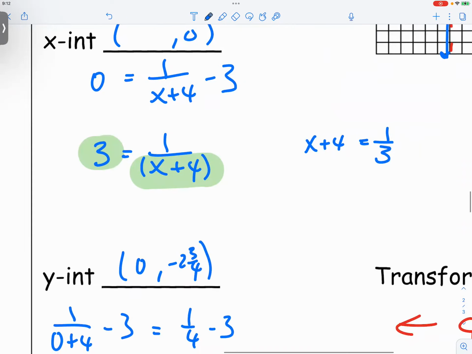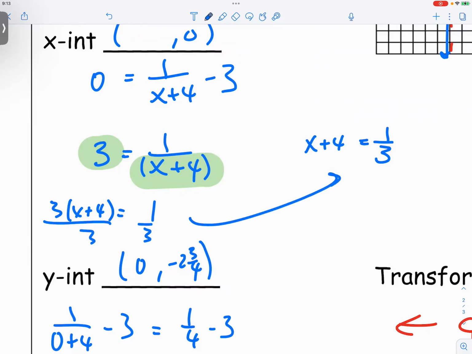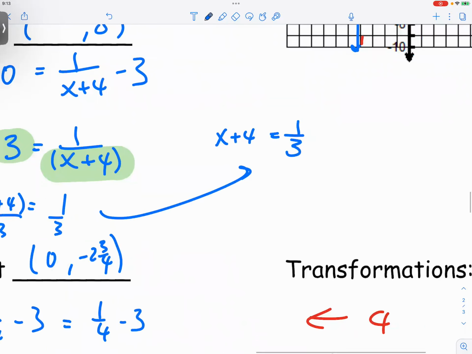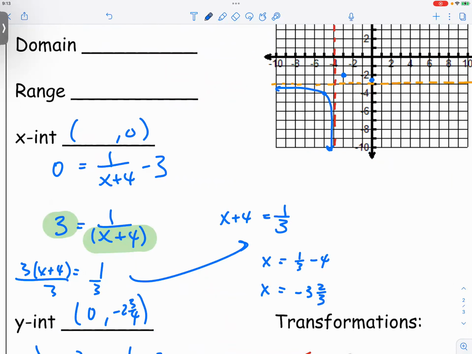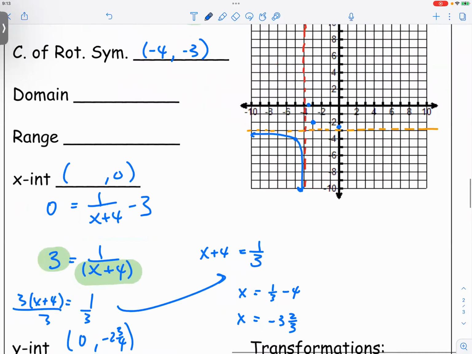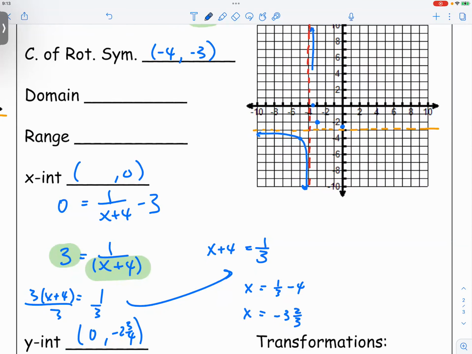Now, the reason why you can swap them is because if you multiply x plus 4 on both sides, you have 3 times (x plus 4) is equal to 1. Then you go ahead and divide it by 3. That's what happens. And then you would do x equals 1/3 minus 4. So x is equal to -3 2/3. So -3 2/3 will be somewhere right here. And that's how you will finish your graph.